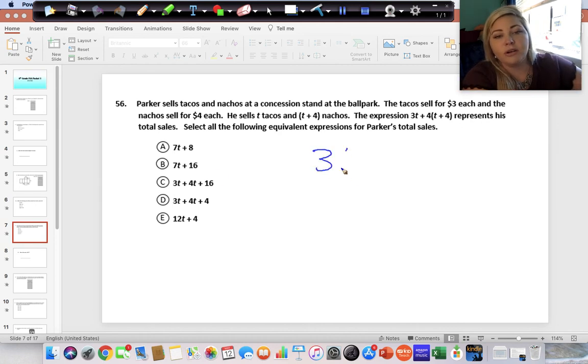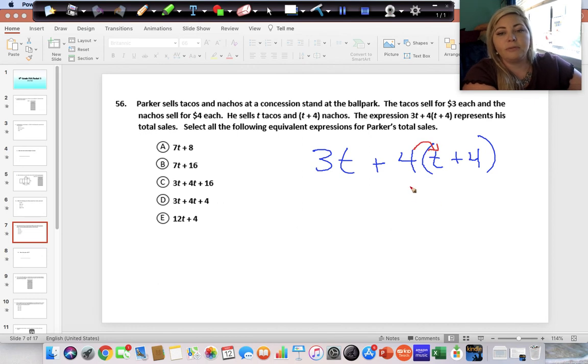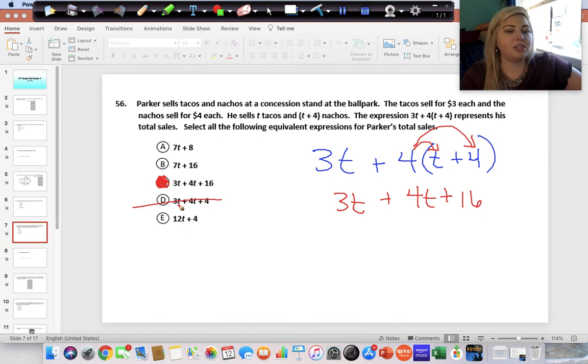So what I want to do here is combine like terms. So the first thing I'm going to do is use the distributive property to distribute the 4 to the t. So 4 times t is 4t, and 4 times 4 gives me 16. Okay, and that is equal to C. So C is correct, which means D is not correct because 3t plus 4t plus 4 is not the same thing as 3t plus 4t plus 16. 16 and 4 are not the same number.